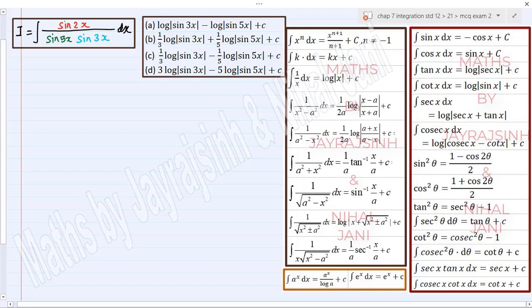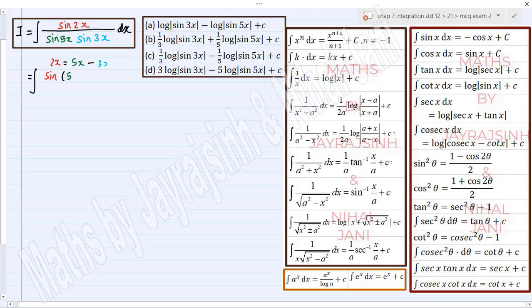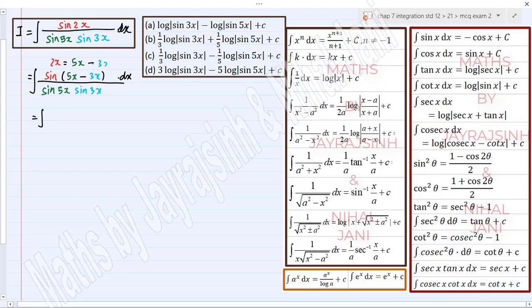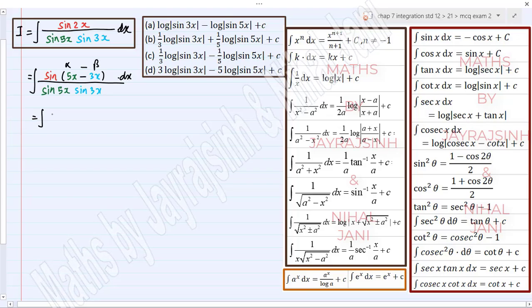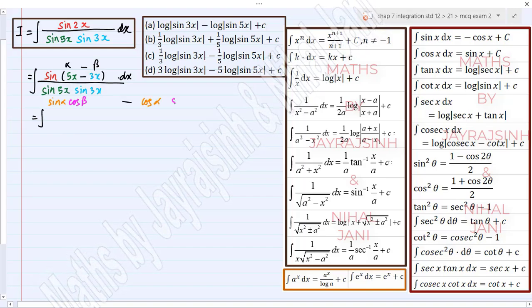Here you have to integrate sin 2x upon sin 5x sin 3x. That means we need to get 5x and 3x in numerator, and for that we have to split 2x in terms of 5x minus 3x. So our numerator will become sin of 5x minus 3x, and our denominator still remains as it is. Now to separate the numerator, we have to apply the formula of sin alpha minus beta, where alpha is 5x and beta is 3x, which is sin alpha cos beta minus cos alpha sin beta.